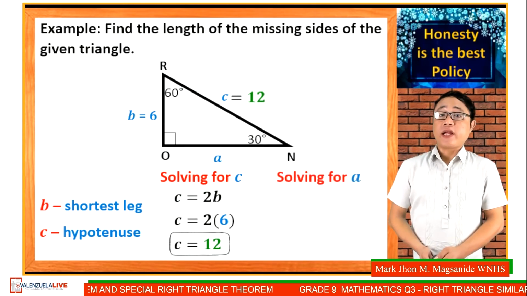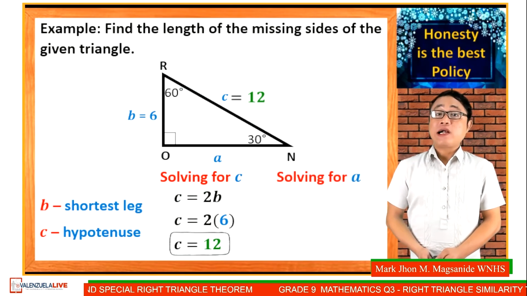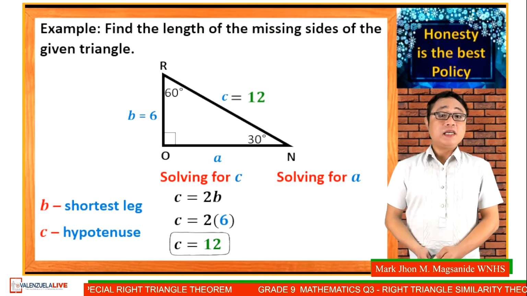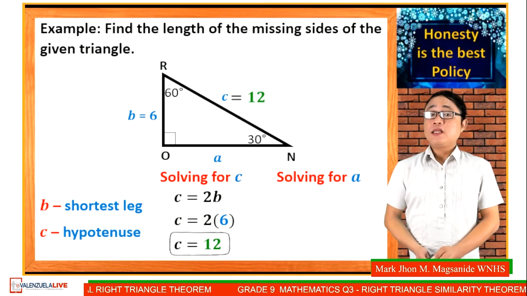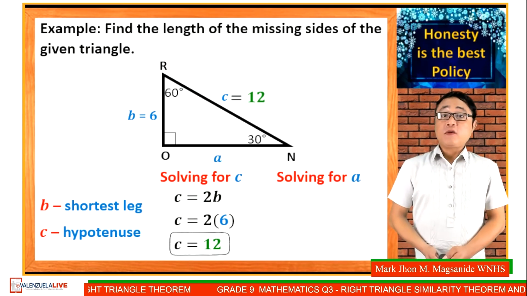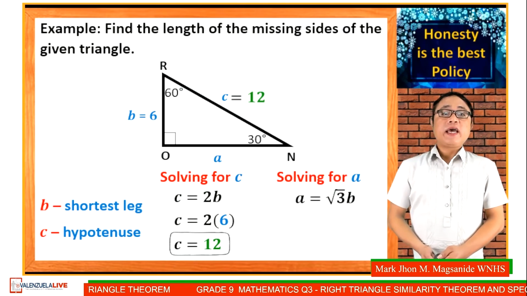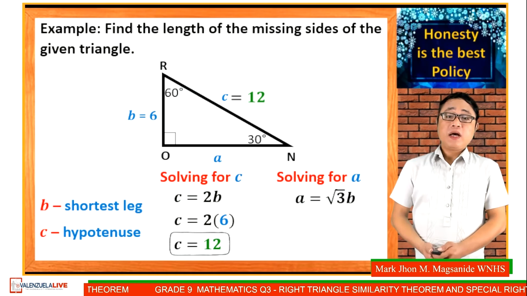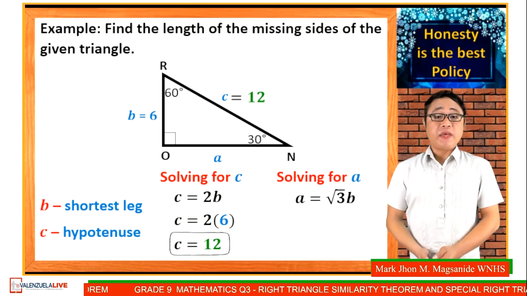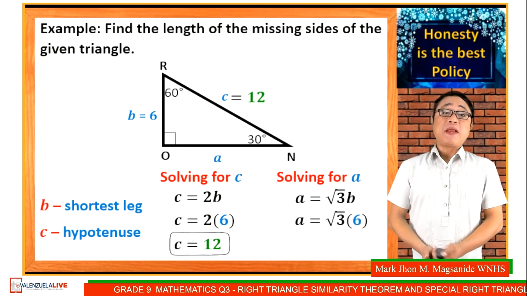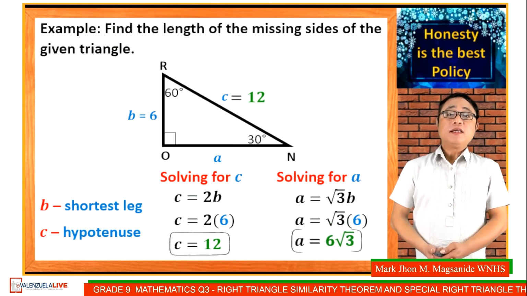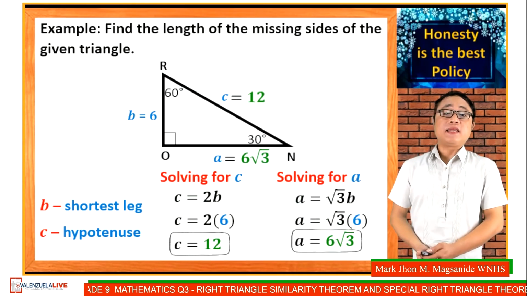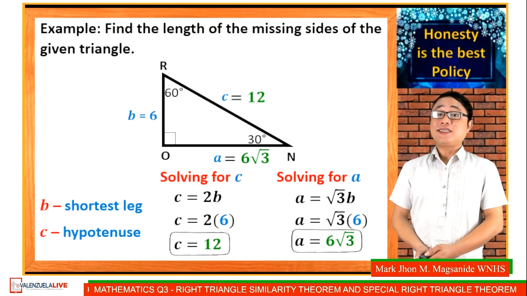And solving for A, A is the longer leg. Thus, it is square root of 3 times the shortest leg. The equation now is A is equal to the square root of 3 times B. Substitute the value of B, which is 6, and multiply it, we get 6 square root of 3, and that is the answer to this example.